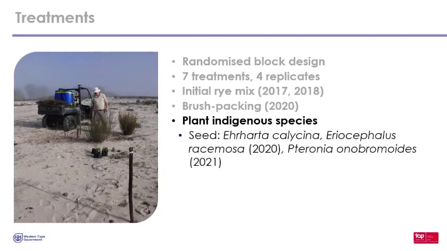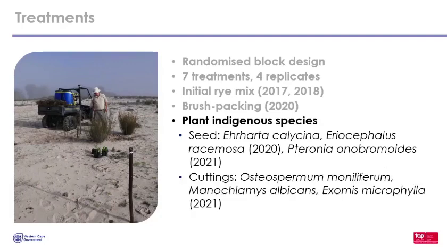Seeding with Ehrharta calycina collected at Elands Bay and Eriocephalus racemosus was done in June of 2020, and in June 2021, seeds of Tylosema onobromoides was sown. Ehrharta calycina was only sown at Sandberg and Redelinghuys, as it is already present at the Elands Bay site. Cuttings of Osteospermum moniliferum, Monoclamus albicans, and Exomis microphylla were planted in June 2021, and then combinations of these 3 treatments and the control made up the 7 treatments in total.